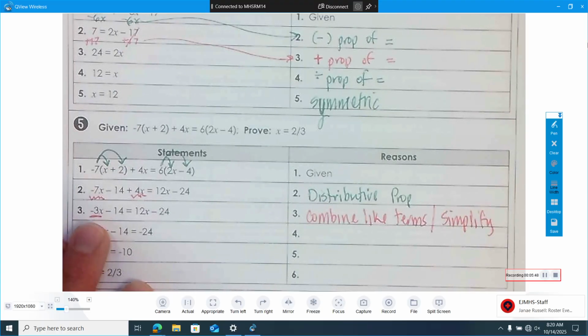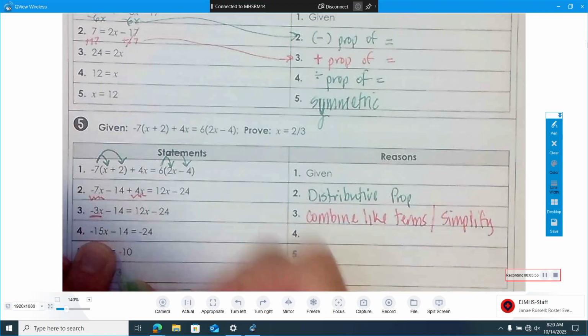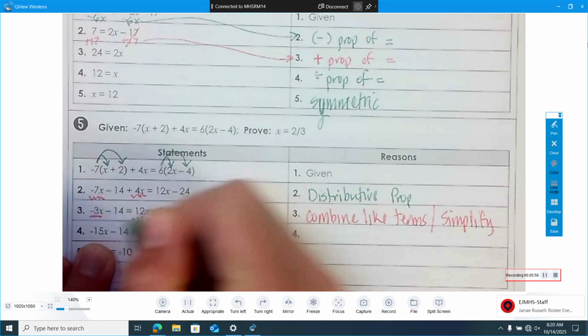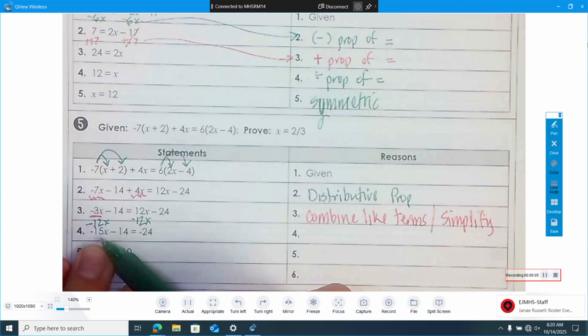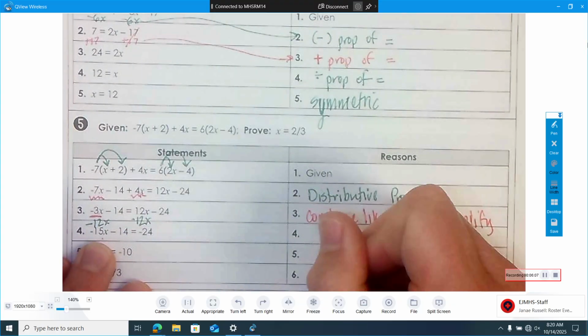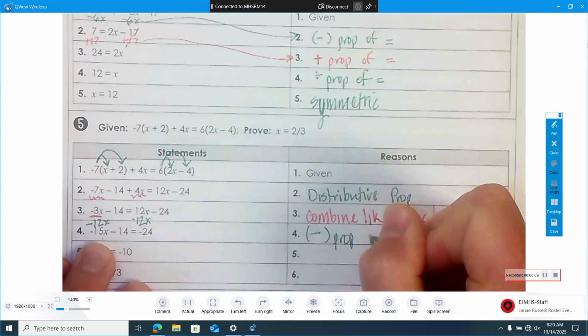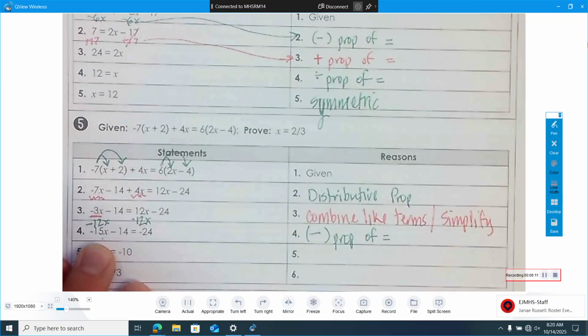Okay, from step 3 to 4, what did we do? How did we get this negative 15x? Subtraction. They took the negative 12x and subtracted it from both sides. So negative 3x and negative 12x is how we get that negative 15x. That is the subtraction property of equality.